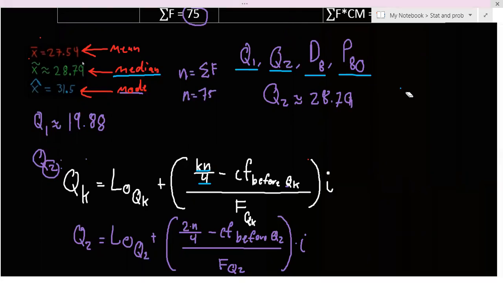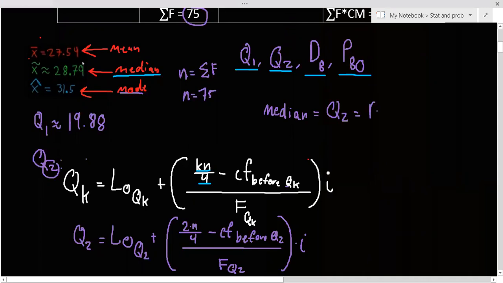Recall natin sa discussion natin noon, yung first part mismo, recall that median is just the same as the second quartile and is also the same as the fifth decile, and it is also the same as the 50th percentile. So median, second quartile, fifth decile, and 50th percentile are actually equal to each other. So dito sa median, we have 28.79. So that means your second quartile is 28.79 na rin.